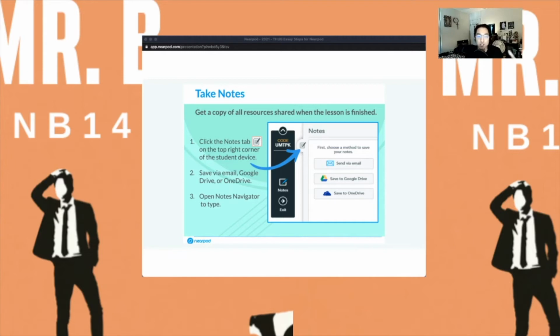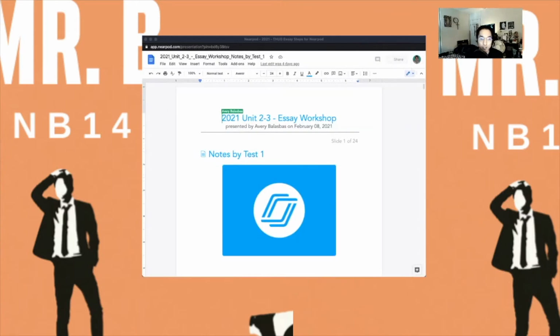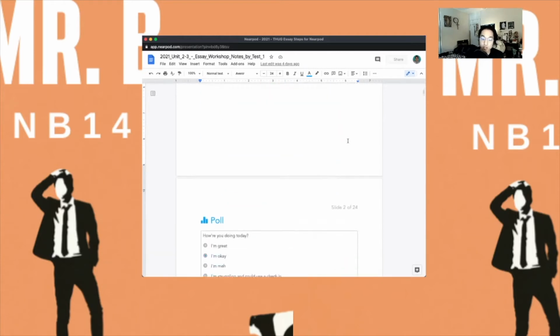And so any notes that you decide to take, or even any activities you participate in, especially the open-ended questions, this is a good chance to have that for reference later on. And I'll show you an example of what that's going to look like when you save a Google Doc version of your notes or use the note-taking feature on Nearpod. Like I just mentioned, it's going to save every one of the slides. This is just an example. This isn't the same one that we're looking at right now, but very similar.